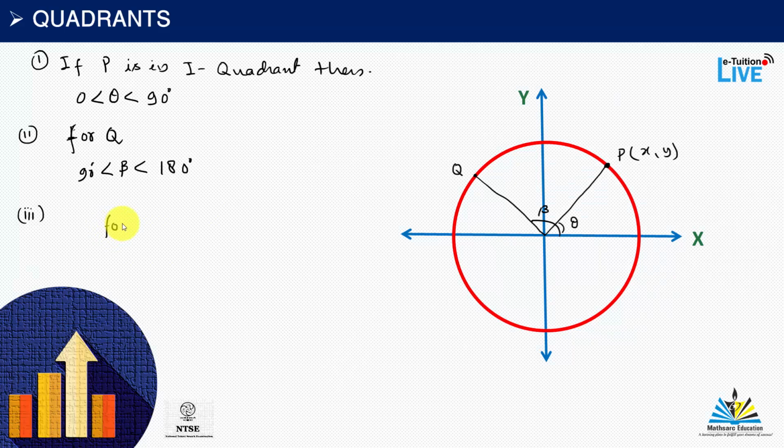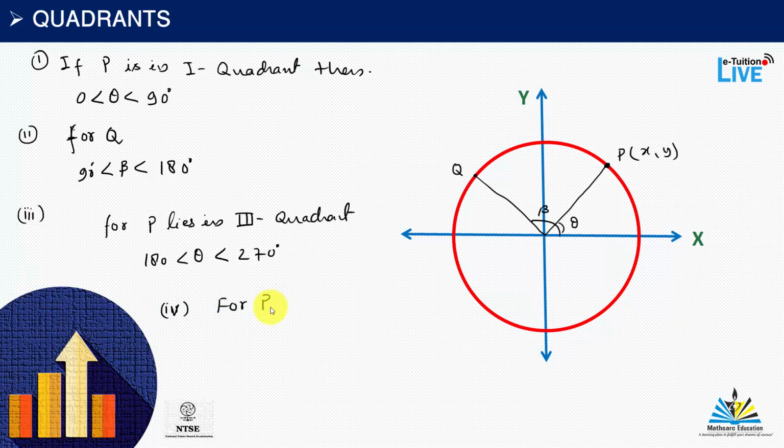Now for P lying in the third quadrant, in that case theta must be greater than 180 degree and less than 270 degree. And fourth case, for P in the fourth quadrant, then theta must be greater than 270 degree and less than 360 degree.